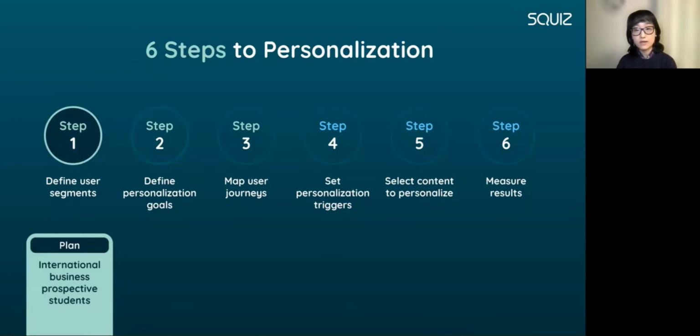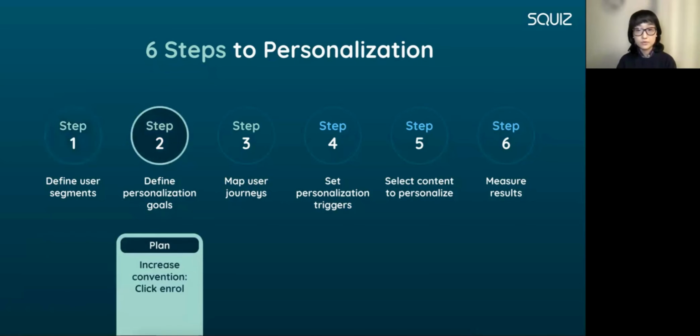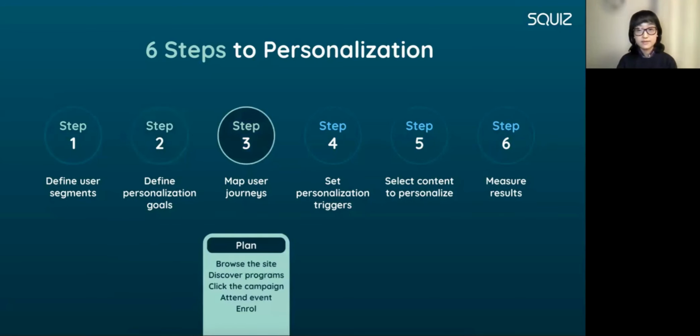So we covered step 1 and 2 already and defined the user segments. We create a segment named International Business Prospective, basically a prospective international student who wants to study business. Step 2, the personalization goal for this segment is to increase conversion by having this user hit that Enroll Now button on the website. Step 3, map user journeys. For demo purposes, we will illustrate a user journey of an anonymous user who browses through the university's website to find more information about business studies.